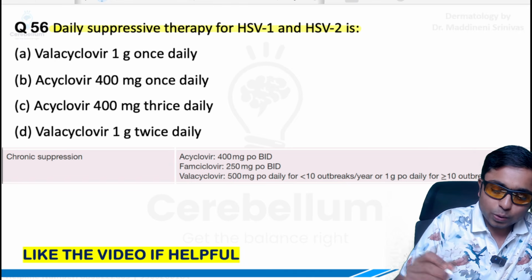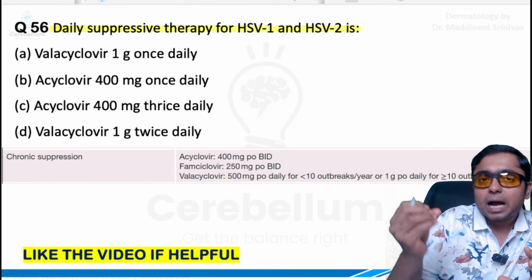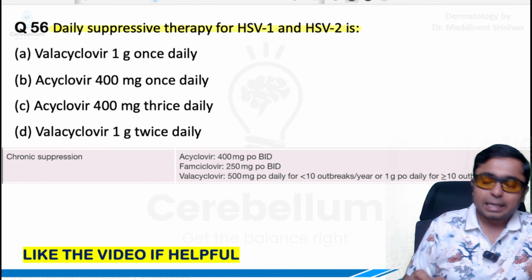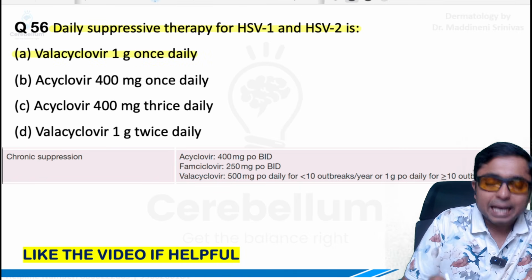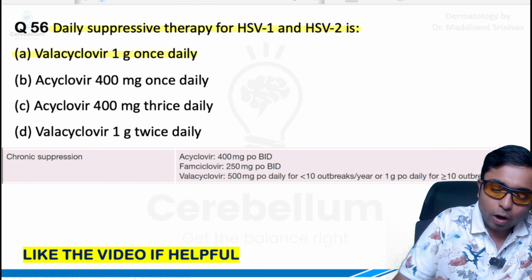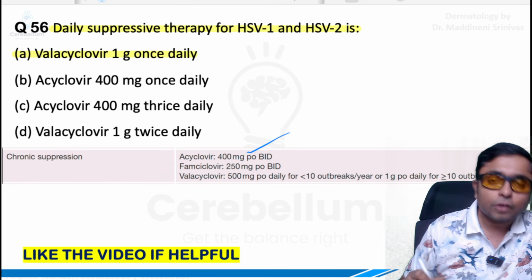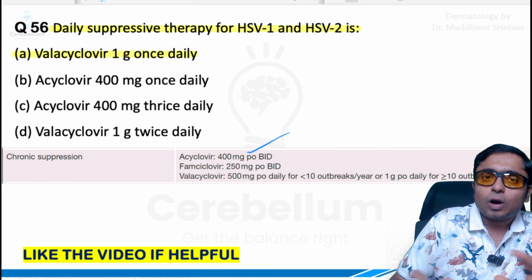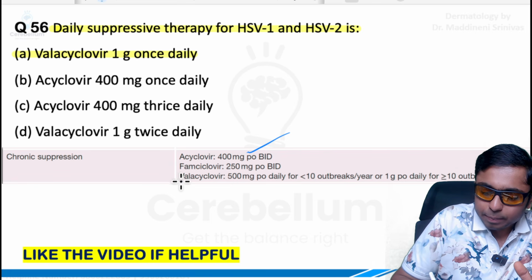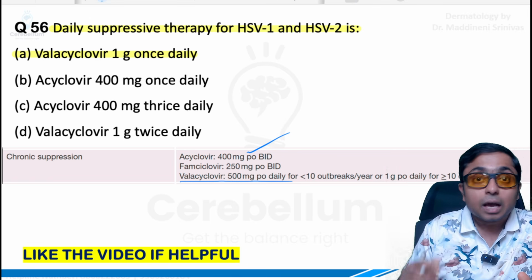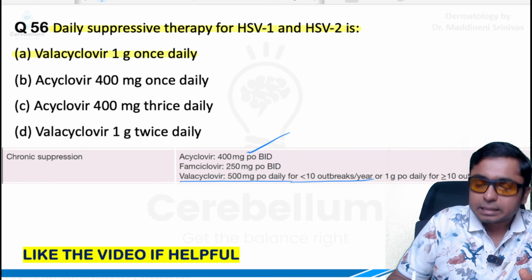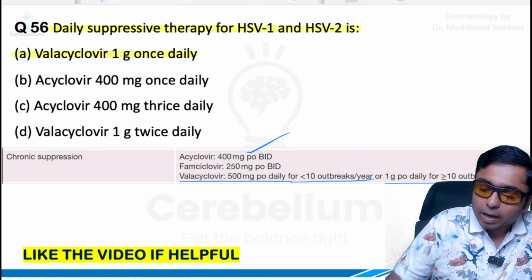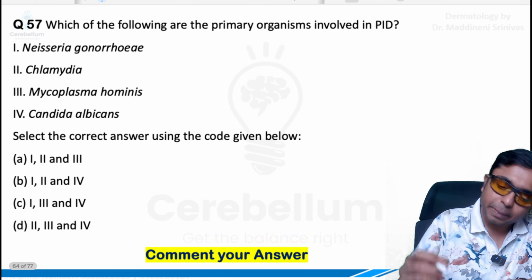So daily suppressive therapy for HSV1 and HSV2. Remember, dear students, according to the sources and also Fitzpatrick, among the given options, you can mark option A, that is valaciclovir 1 gram once a day, or you can also mark acyclovir 400 mg BD as the correct answer. But if you ask me, this question should not have been given, because valaciclovir 500 mg once a day is used when there are less than 10 outbreaks per year. But if there are more than 10 outbreaks, then we can use the 1 gram dosage.